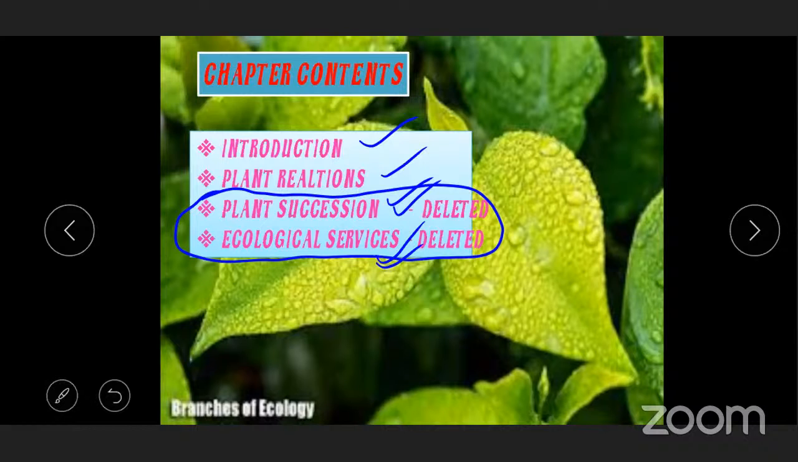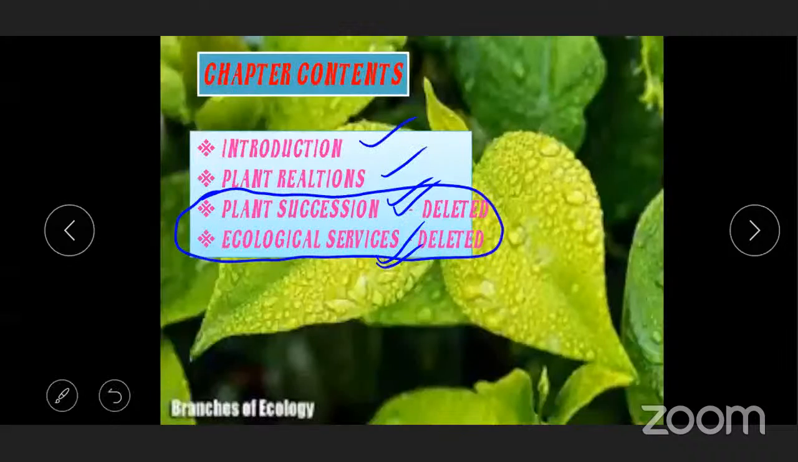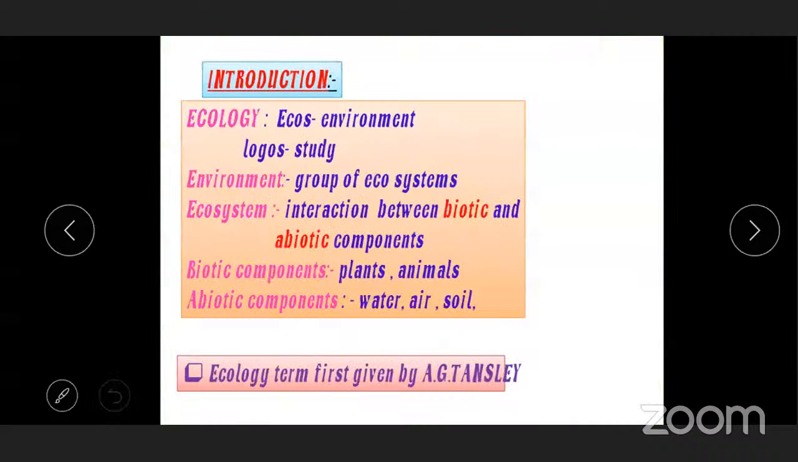Okay, students. So, what is our unit? Unit name is plant ecology. What is the chapter? Ecological adaptation, succession, and ecological services. Okay, this is our chapter. Let us see the introduction of ecology. Okay, students, see here, introduction.